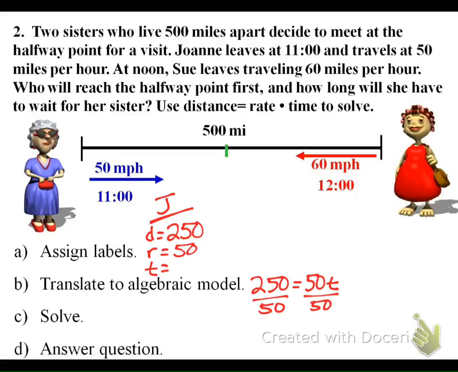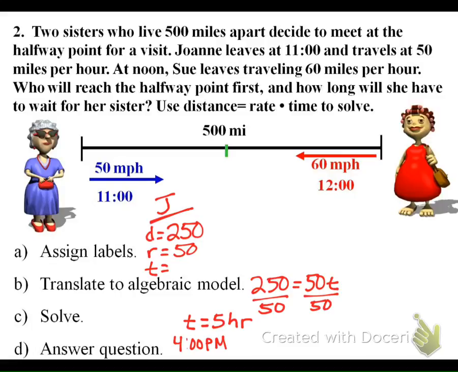And how long is it going to take Joanne? 5 hours. Good. Let's just kind of finish up with Joanne. So if she leaves at 11 and it takes her 5 hours, when does she actually get there? 4. So I'm just going to say 4 p.m. That'll help us when we're going to answer the final question. Okay? Questions so far?